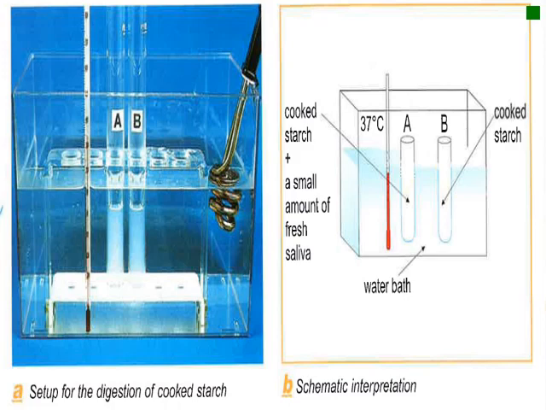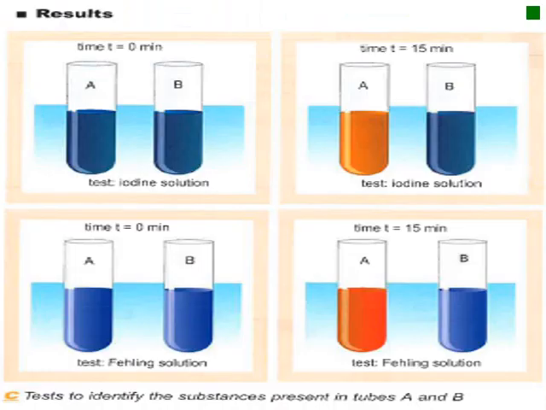Moving to the table of conditions and interpretation for this experiment. So at time 0, we did the iodine test. We have dark blue, so both of them contain starch. After 15 minutes with iodine test, tube B remains dark blue, meaning that it still contains starch, while in tube A the dark blue color becomes brownish or orange in color.